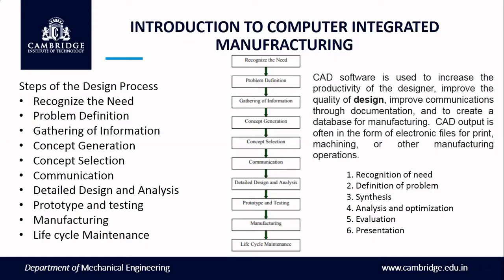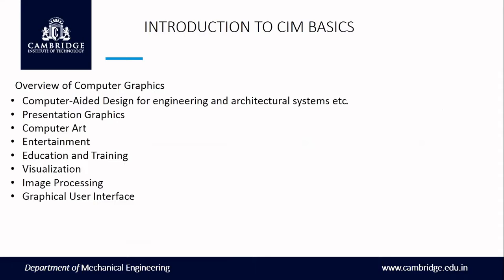The need for graphics standards will be there. The next slide is an overview of computer graphics: computer-aided design for engineering and architectural systems, presentation graphics, computer art, and entertainment. Computer graphics can be used for these categories: entertainment systems, presentation graphics, education and training, visualization, image processing, and graphical user interfaces.